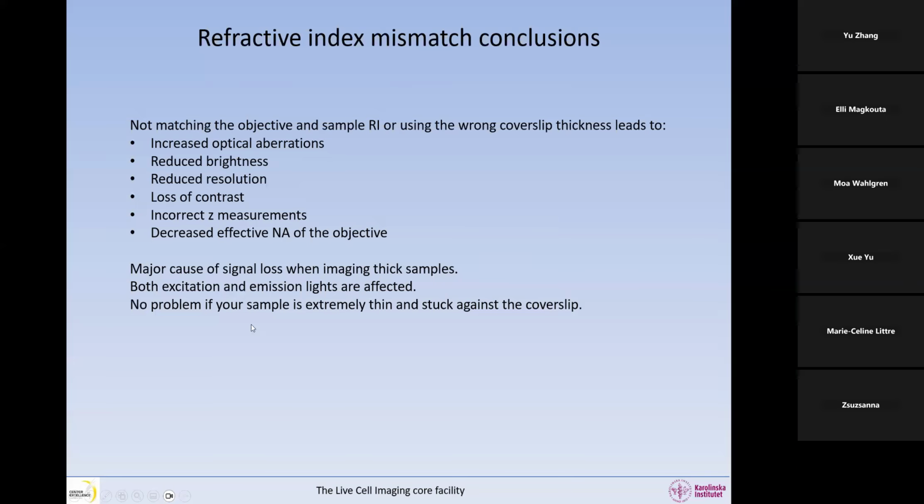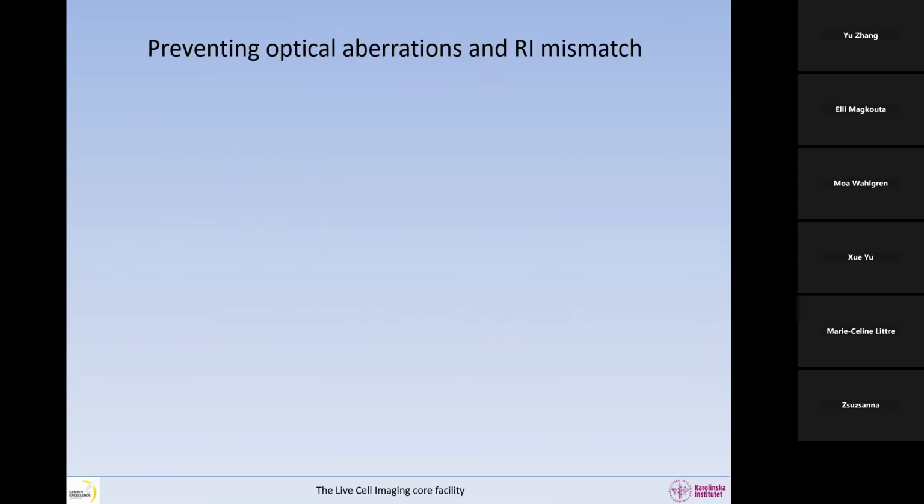And there's no problem if your sample is extremely, extremely thin and stuck against the cover slip. Then you will not notice the difference. The aberrations only appear a few microns away from the cover slip, and the problem increases exponentially with depth as the sample gets away from the cover slip. No thick sandwich of mounting medium, please.